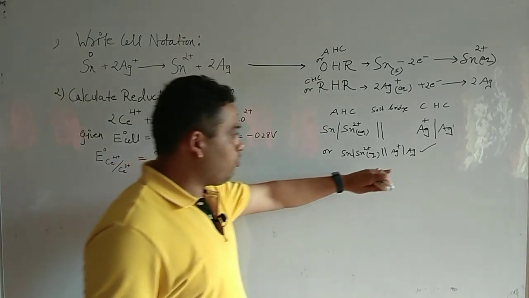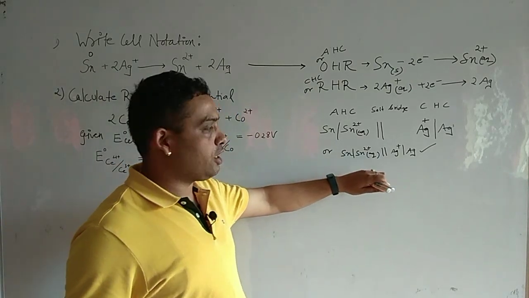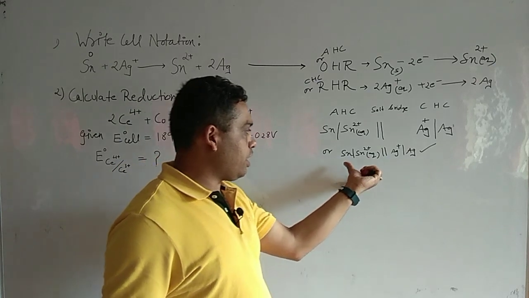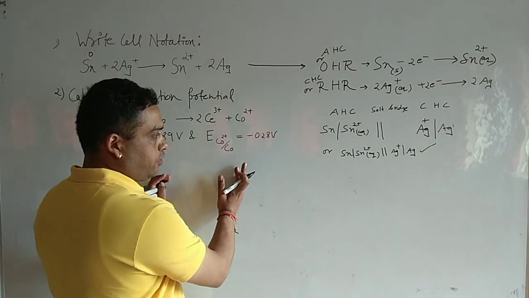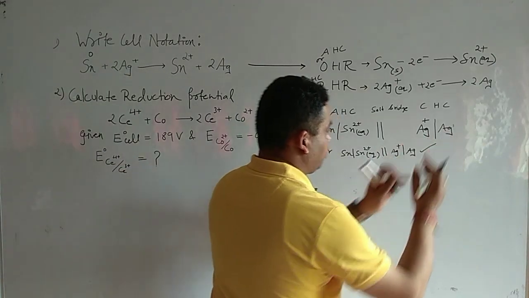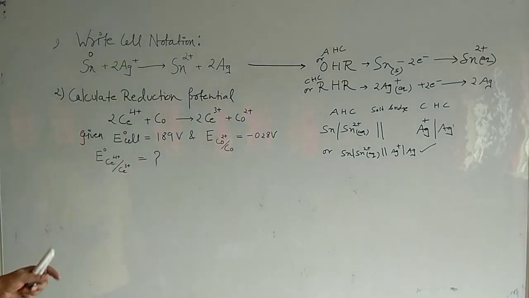This is how you can form the cell. If you want to form an electrochemical cell for this one, this is your left hand side. Of course, this would form your anode half cell, and this will form your cathode half cell. This is how you can solve this particular one.